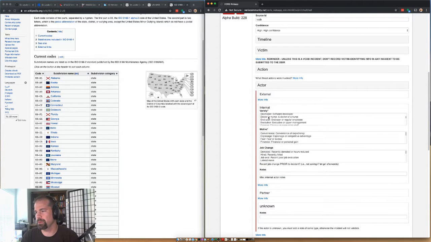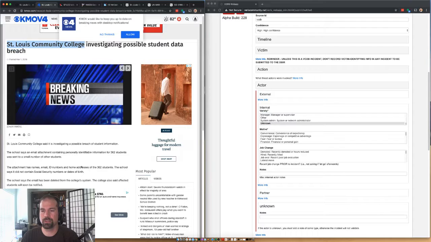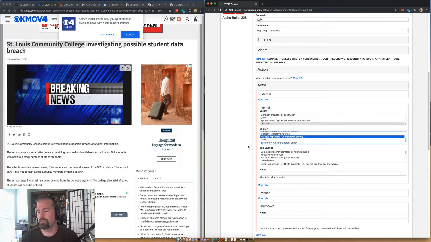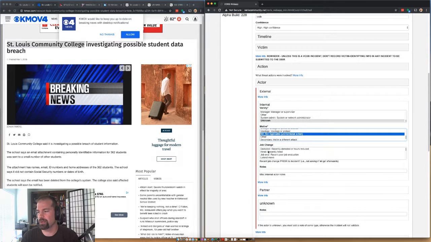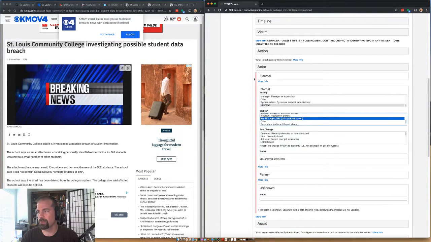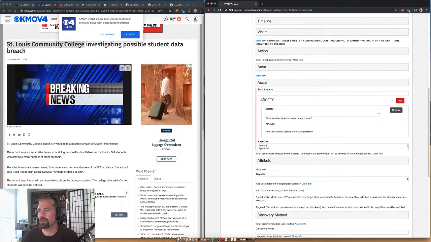Actor is internal. We know it was an employee, but do we know anything else? I mean, it has to be an employee by definition. We would hope that it was an administrative employee if they sent that many, and had access to that information. But we're going to say unknown. Motive. There's no motive when it's unintentional, when it's an error. We don't know anything about the organization. That's actor.